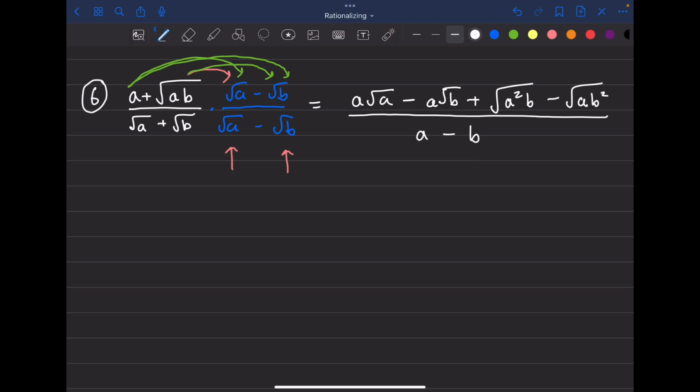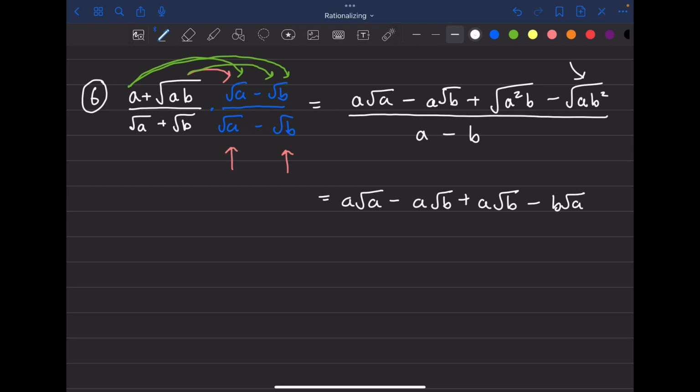Now you might ask, are we done because there's nothing to simplify, but you'll be wrong because we can notice that we have a squared here and b squared here. So let's take that out of the root. This will give us a root a minus a root b. And then square root of a squared is just a. So plus a root b. And then for this one, square root of b squared is b. So minus b root a.